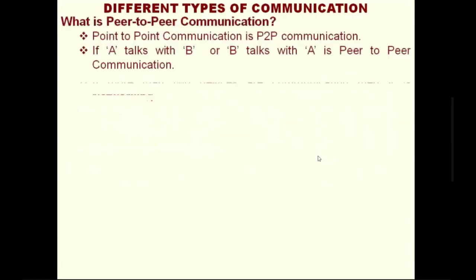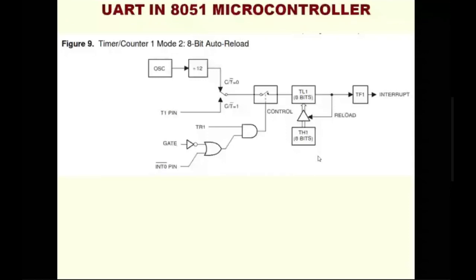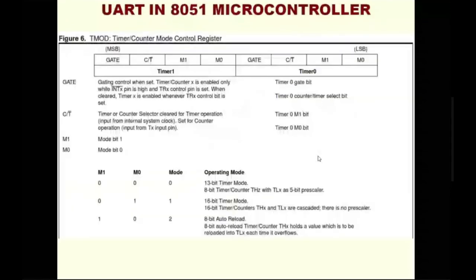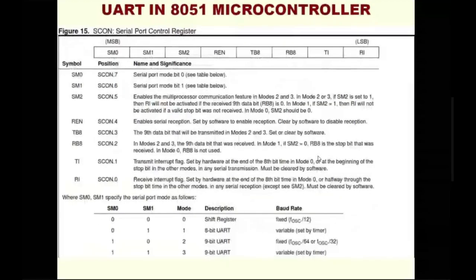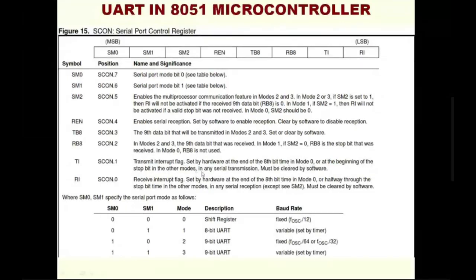So where are those flags? Those flags are in the SCON control register. You see, fantastic, right? This is how you have to celebrate. Now you can understand what the TI flag is. The transmit interrupt flag is set by the hardware at the end of the 8th bit time in mode 0, or at the beginning of the stop bit in the other modes, in any serial transmission, and must be cleared by software.